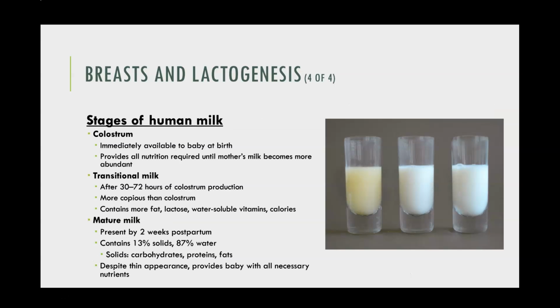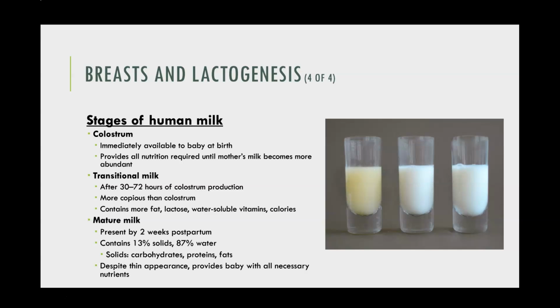And here are the stages of human milk. Initially we have colostrum, and that is immediately available to the baby at birth. It gives them all the nutrition that they need until the mom's milk becomes more abundant. It is packed full of antioxidants and plenty of nutrients for the baby. We then will have transitional milk, and that usually occurs after about 30 to 72 hours of colostrum production.